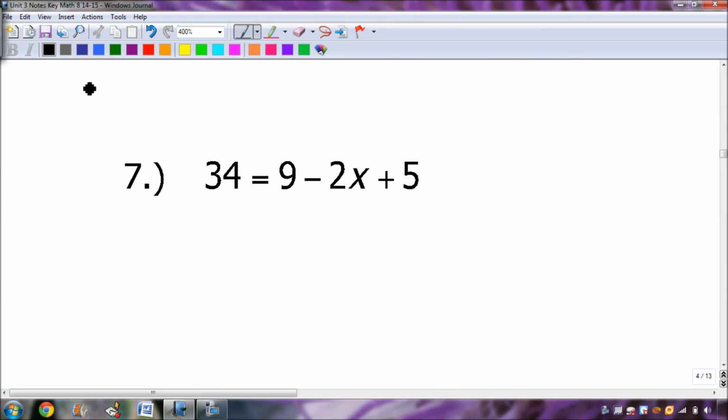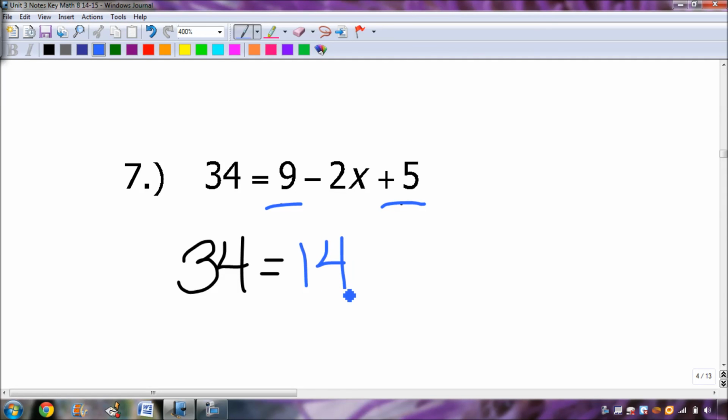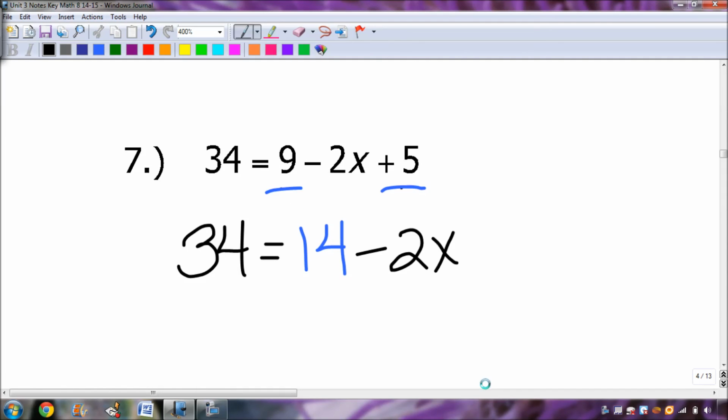Okay? All right, one more of these. Again, the first thing you're going to ask yourself is is there any distributing that can be done? There isn't, because there's no number outside of parentheses to multiply through. So now I'm going to see if there's any like terms. Well, I've got this 9 and this 5. Those two can go together, and they would add up to give me 14. So I would end up getting 34 equals, this turns into 14, and then I just copy down the minus 2x.